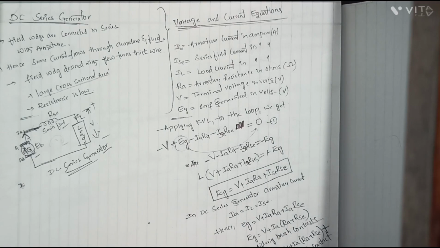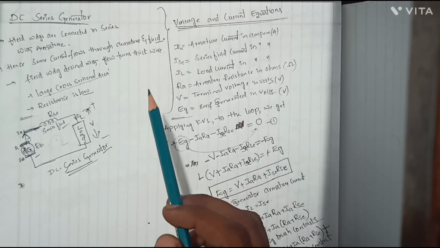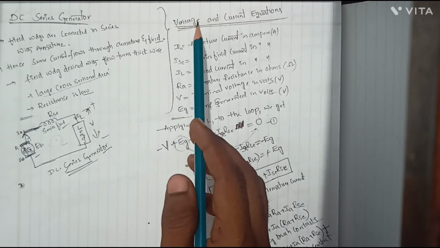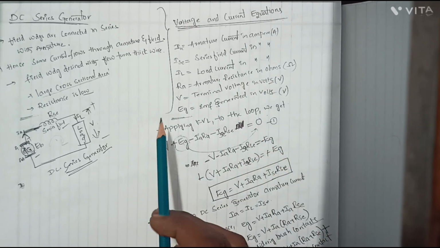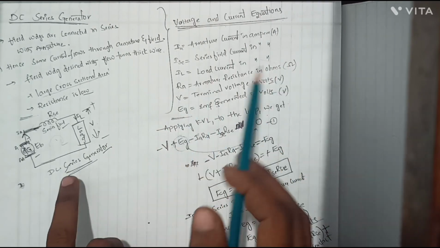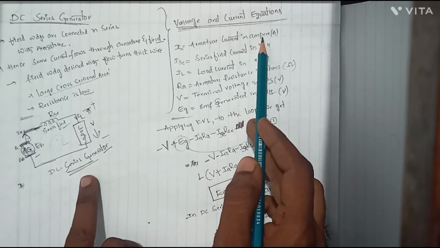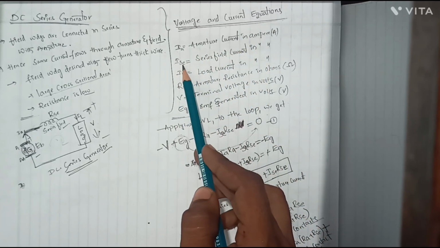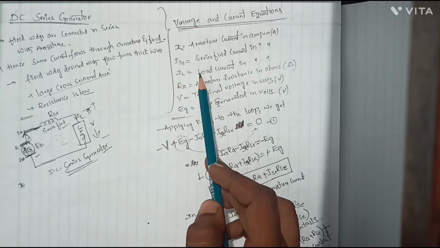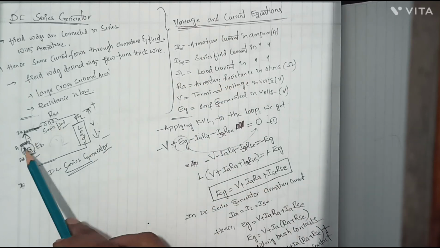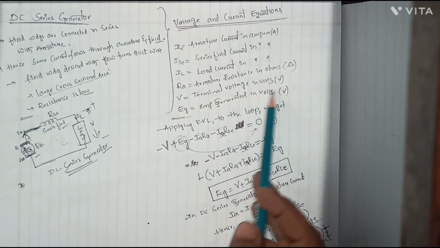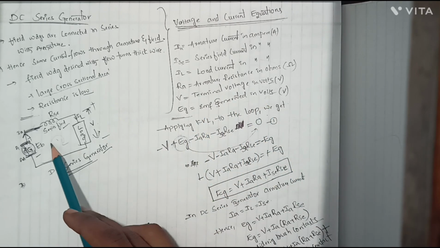Next, voltage and current equations of the DC series generator. Ia is the armature current in amperes, Isc is the series field current in amps, IL is the load current, Ra is the armature resistance, V is the terminal voltage in volts, and Eg is the generated EMF in volts. Applying KVL to this loop.